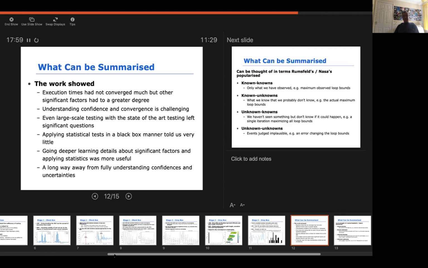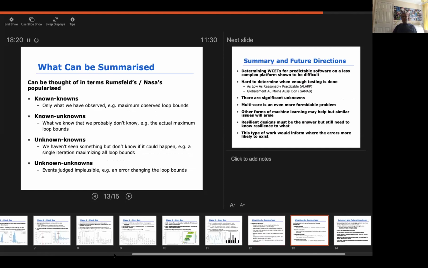Applying statistical analysis in a black box manner told us very little. Going deeper, learning details about significant facts like loop bounds, number of I-points covered, etc., and then applying statistics on top of that was more useful, but still we're a long, long way from fully understanding confidences and uncertainties.